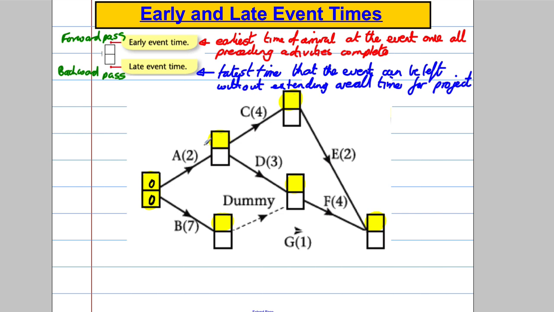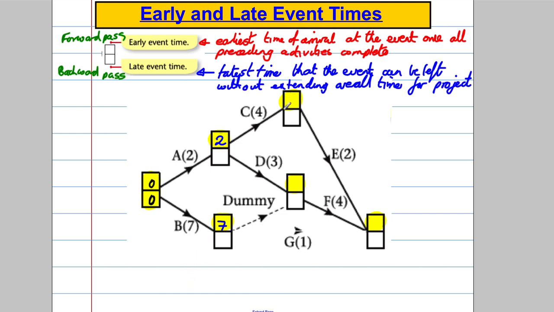Well, the only thing that needs doing to get here is A, that takes 2. So I could get here at the earliest time of 2. Obviously I could get here at 5 or whatever, and the A would be done, but the earliest I can get here is 2. Let's go here. What's the earliest I can get here with everything done that needs to be done beforehand? Well, it's 7, isn't it? So I'm going to write 7 here because B is the only thing that needs doing.